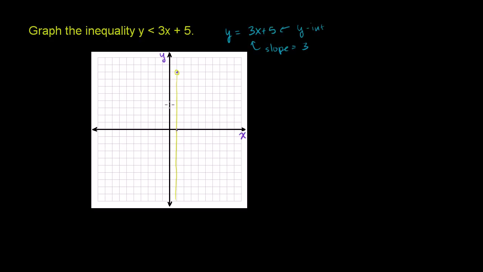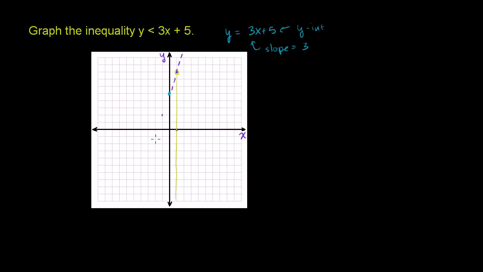So 1, 2, 3, 4, 5. That's the y-intercept. And the slope is 3. So if you go over 1, you go up 3. So let me do that in that darker purple color. So it'll look like this. It will look like that.